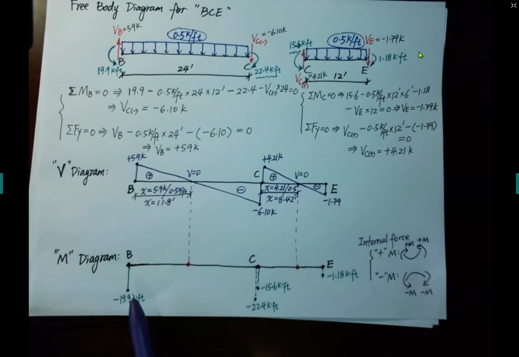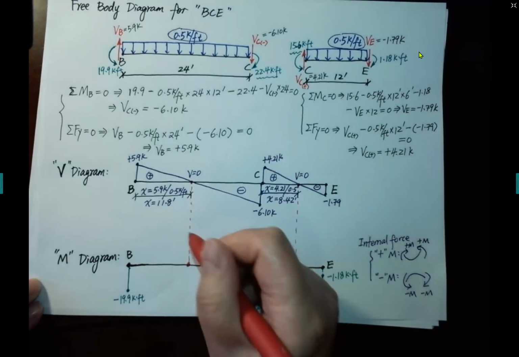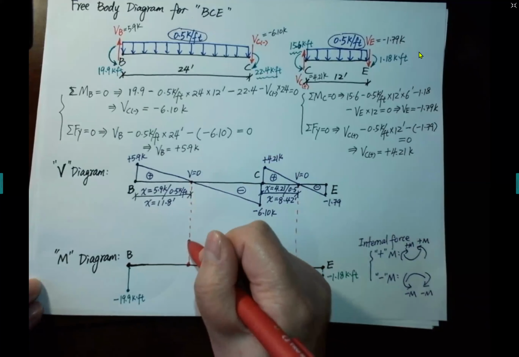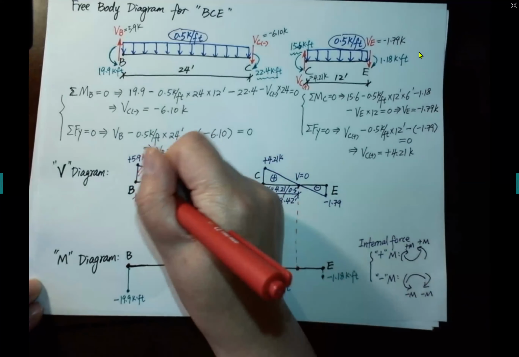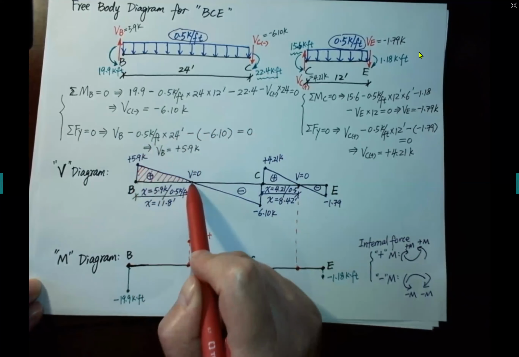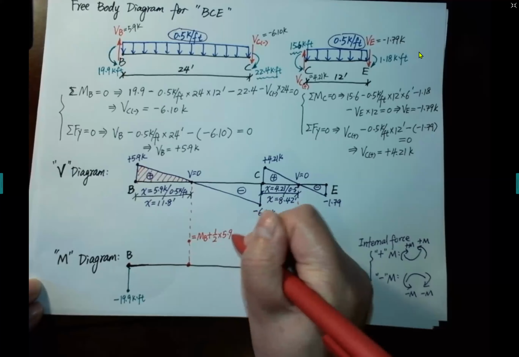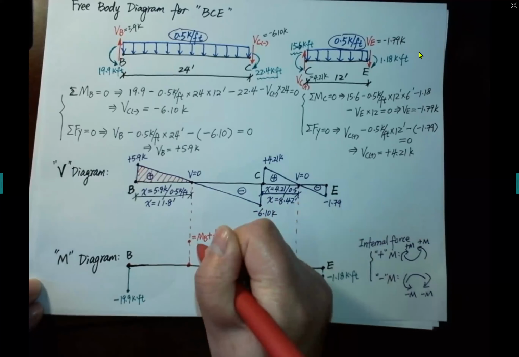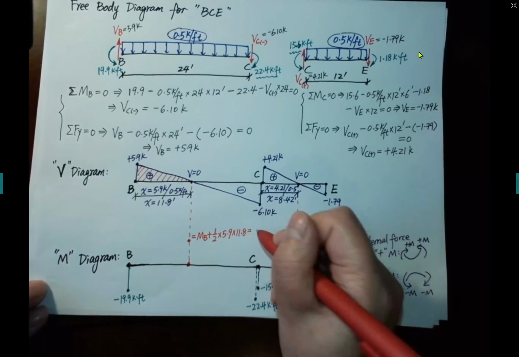Okay. After we identify those key points at the joints, now we want to calculate the moment at the V equals zero point. At this location, the moment equals MB plus the area of the shear diagram from B to the V equals zero point. So it equals negative 19.9 plus 1/2 times 5.9 times 11.8. Then we find the moment equals 14.9 positive.